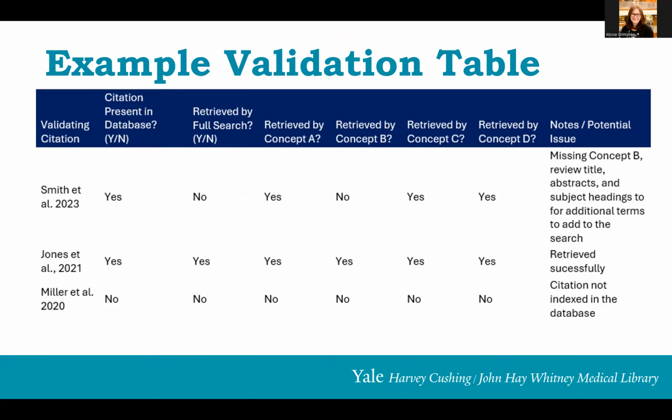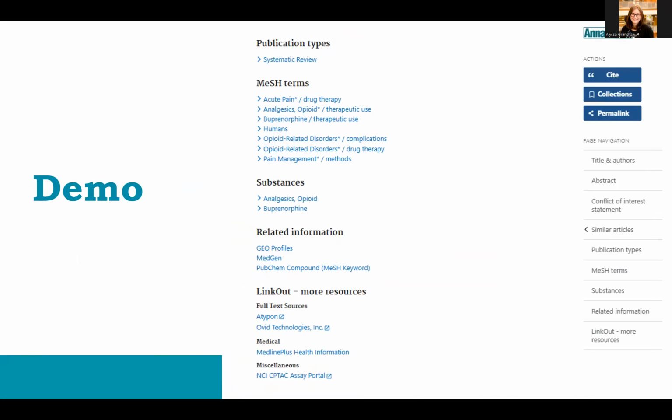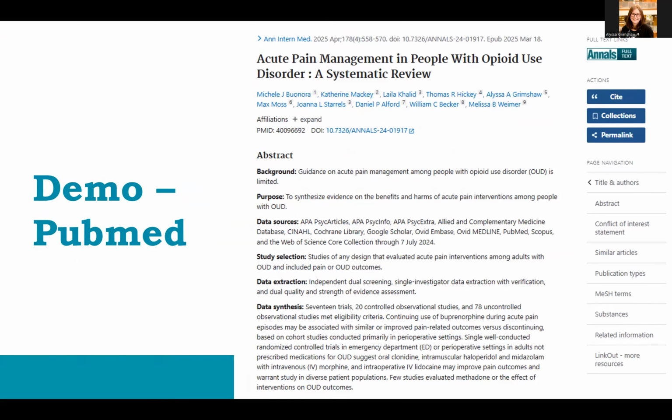In 2023, we can see that it was not retrieved by concept B, which means that when I go to do my investigation, I would go and look to see what in concept B is missing. So if we scroll back to my example here about this study, you can see in the title, we call this acute pain management in people with opioid use disorder, right? But in the study selection, we're saying that we're evaluating acute pain interventions, not acute pain management interventions. So if in our search we had a very narrow scope, potentially we would miss this study if we didn't have it in both places.